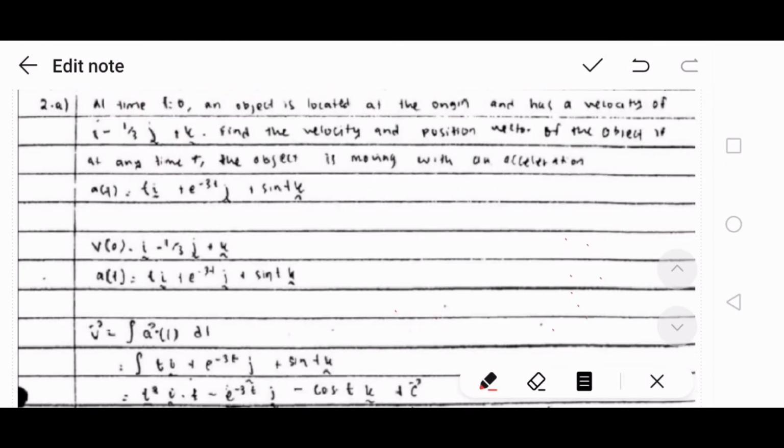For question 2A, at time t equal to 0, an object is located at the origin and has a velocity of i minus 1 over 3 j plus k. Find the velocity and position vector of the object if at any time t the object is moving with an acceleration a(t) equal to t i plus e power of -3t j plus sin t k.